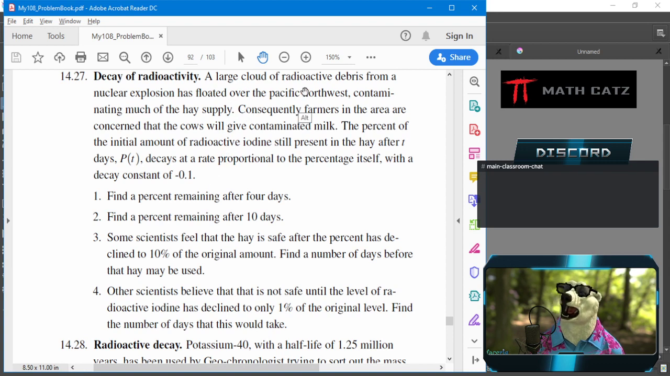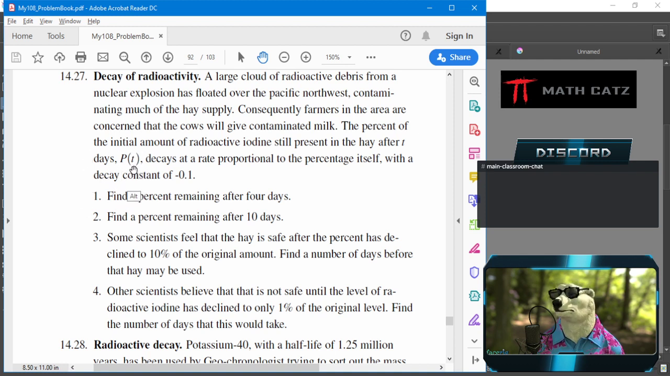A large cloud of radioactive debris from a nuclear explosion has floated over the Pacific Northwest, contaminating much of the hay supply. Consequently, farmers in the area are concerned that the cows will give contaminated milk. The percentage of the initial amount of radioactive iodine still present in the hay after T days is now represented by P of T. So they define it for me.